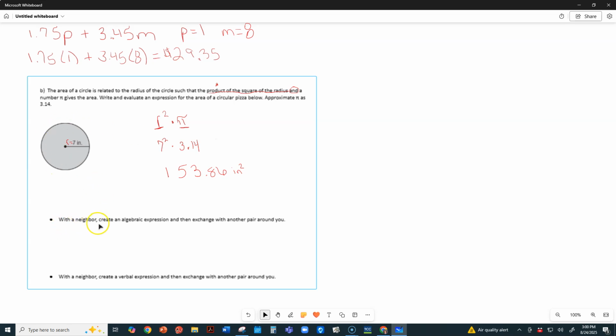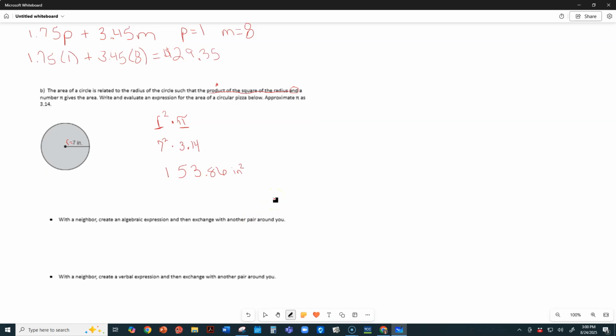Then down here, it asks you to write with a neighbor, write an algebraic expression, and then share it with the people around you. So I can write an algebraic expression. Let's say my age plus my neighbor's age. Now, I don't know how old my neighbor is, but that's an algebraic expression that I could write. My age plus my neighbor's age.